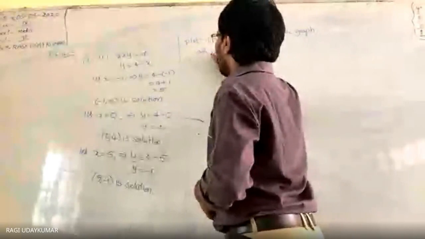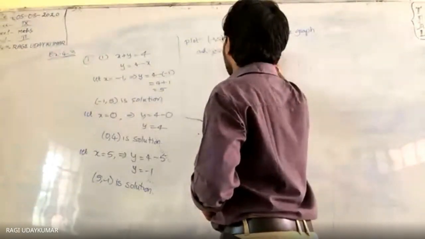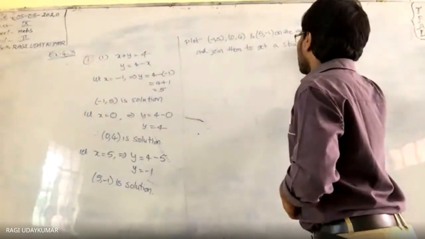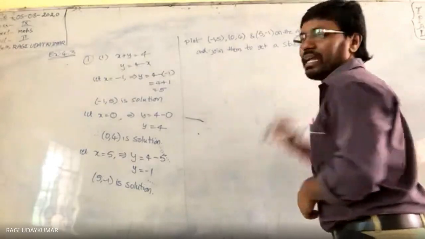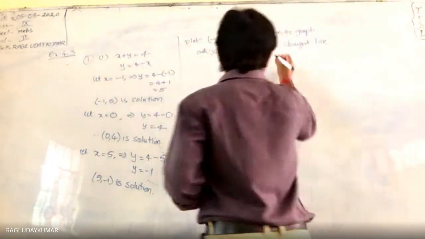And join them to get a straight line. Straight line आने के लिए join. So graph, how do we take the graph?